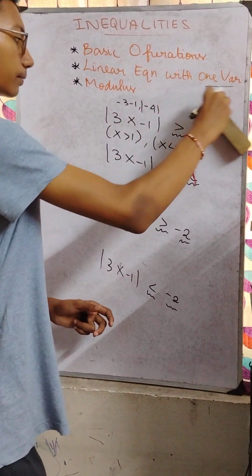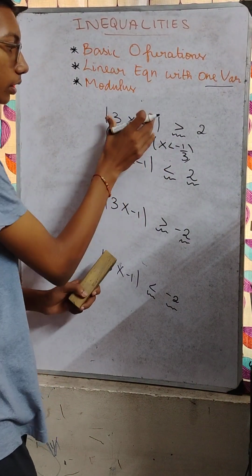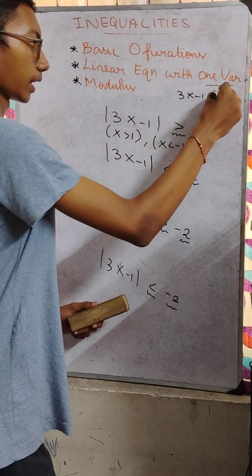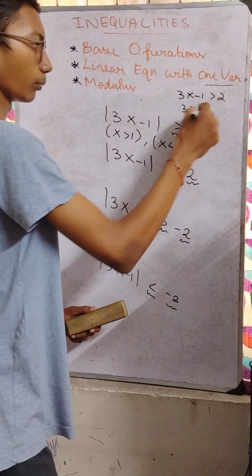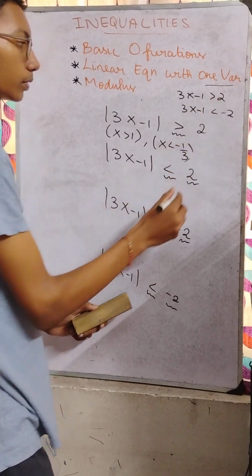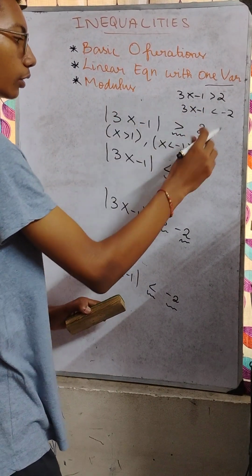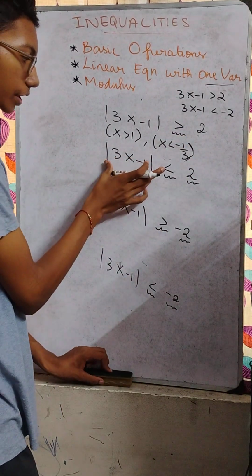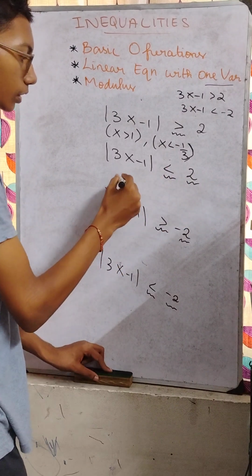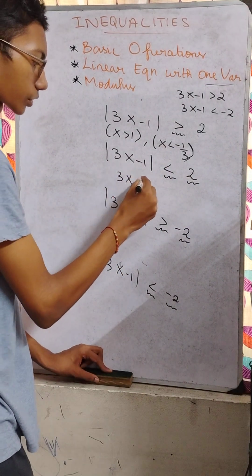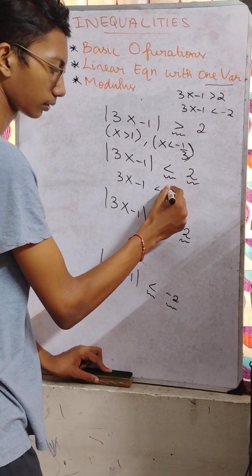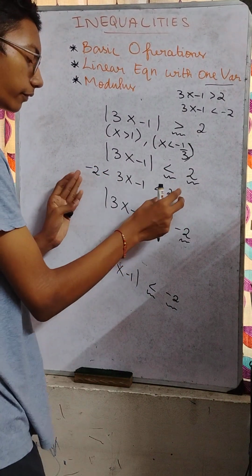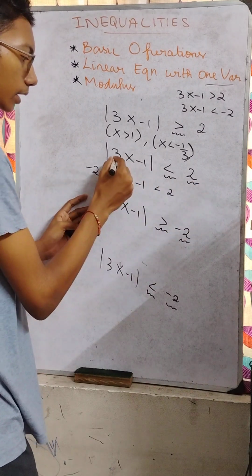Now the next equation. If a modulus is greater than a positive number, we have to take the expression greater than the number, and we also have to take it less than minus 2. So this is how we will solve this kind of equation. The next is modulus of 3x minus 1 is less than 2. How we solve this is minus 2 less than 3x minus 1 less than 2.